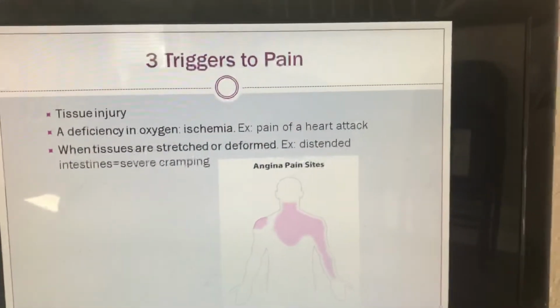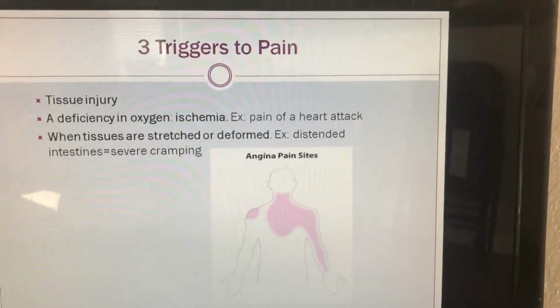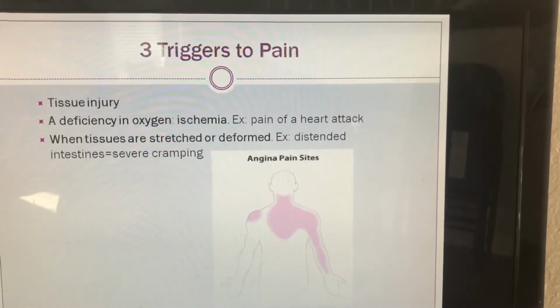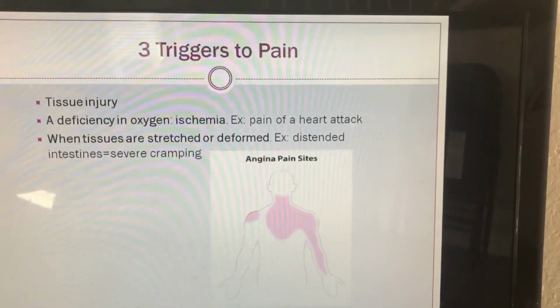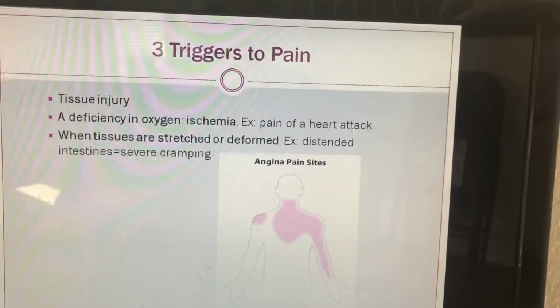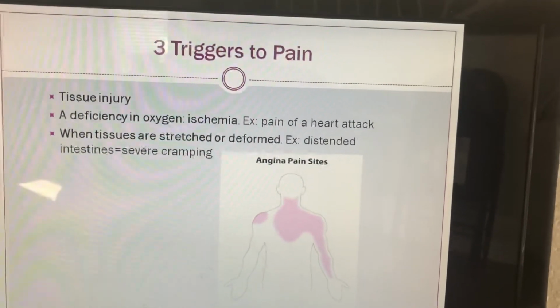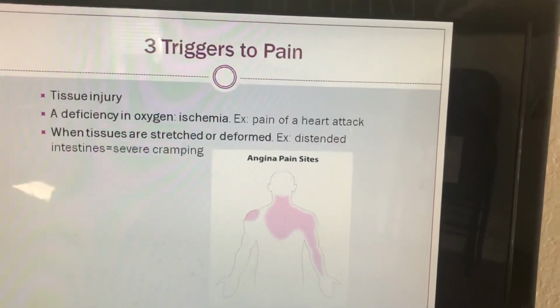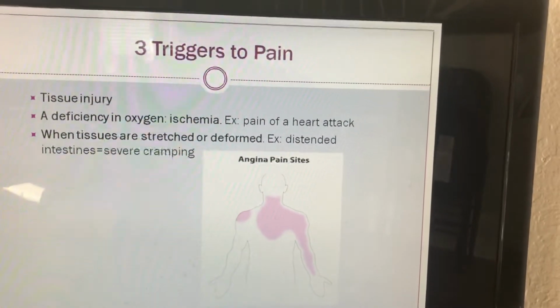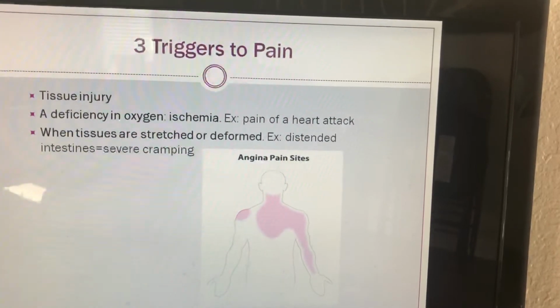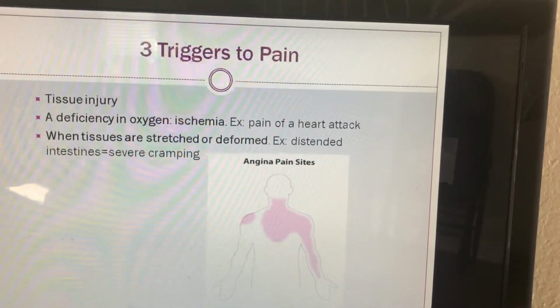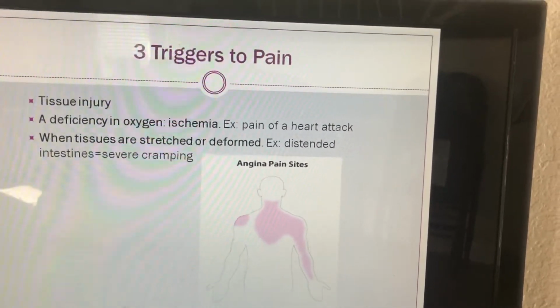What causes pain? Pain has 3 triggers. Number 1 is tissue injury. Number 2 is a deficiency in oxygen, such as in ischemia. That's like the pain of a heart attack. And number 3, when tissues are stretched or deformed. For example, if you have distended intestines, you're going to feel some severe cramping.